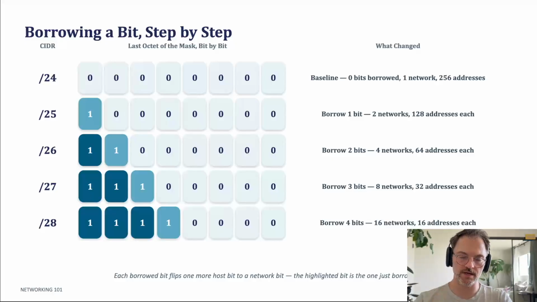If we borrow 1 bit to make it a /25, then we get 2 networks. And those 2 networks have 128 addresses each. And this continues down the line. So if we borrow 2 bits, we make it a /26. That gives us 4 networks with 64 addresses each. So you can see every time we borrow a bit, we double the amount of networks and we halve the amount of addresses in each network.